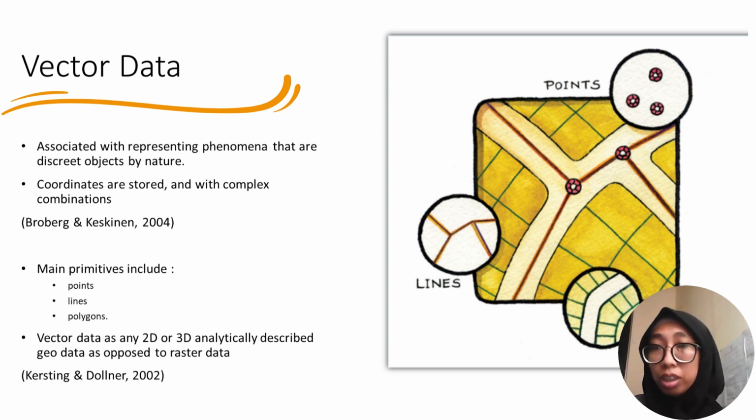As for the vector data model, it is usually associated with representing phenomena that are discrete objects by nature. In this method, all objects are created using points, whose coordinates are stored, and more complex combinations of these. Vector data represents one of the main categories of geodata managed by GIS. Main primitives include points, lines, and polygons. In the following, we understand vector data as any 2D or 3D analytically described geodata as opposed to raster data.